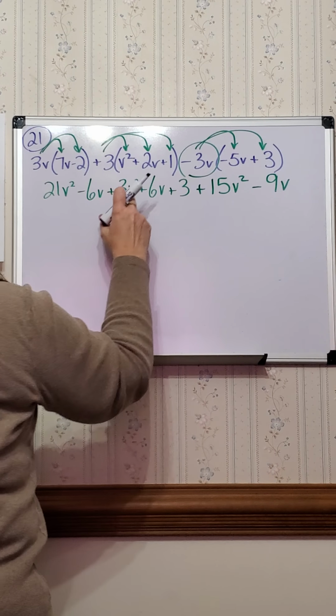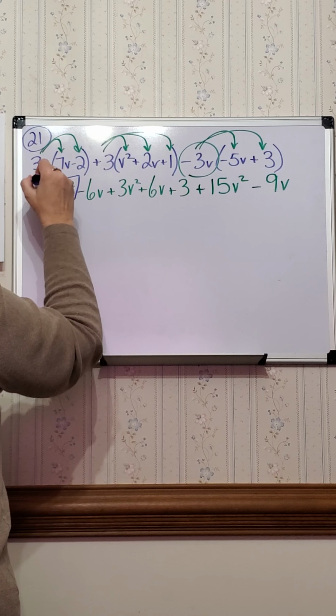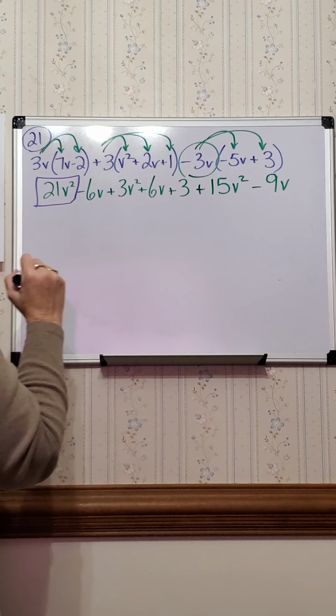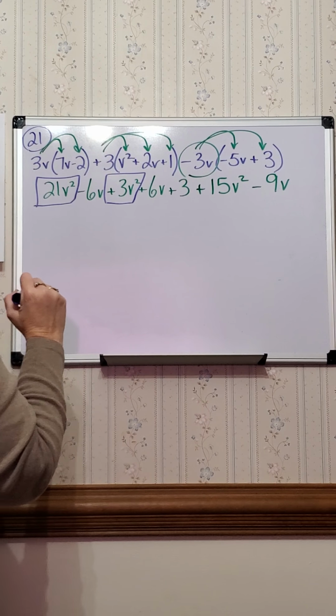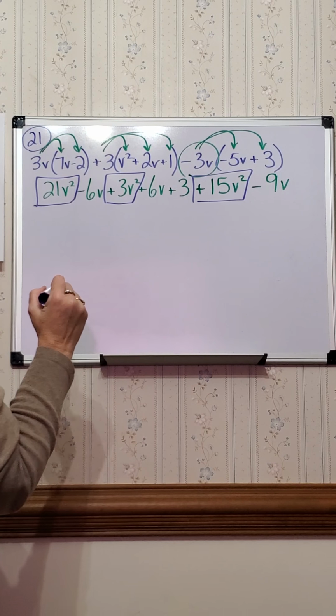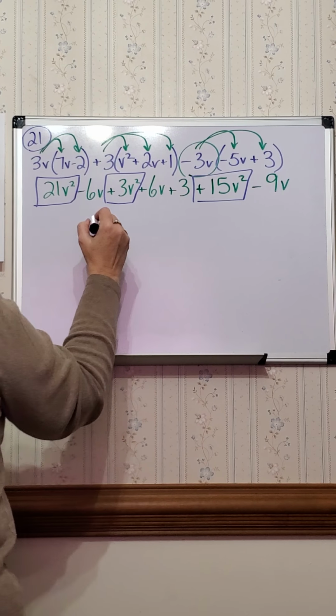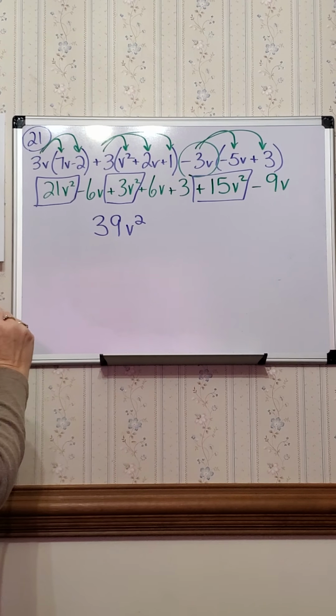Notice that my highest exponent is squared. So I'm going to look at all of my ones that have the squared. I got 21v squared plus 3v squared, so I'm at 24v squared. And then I'm going to add a 15v squared to that. That is going to give me 39v squared.